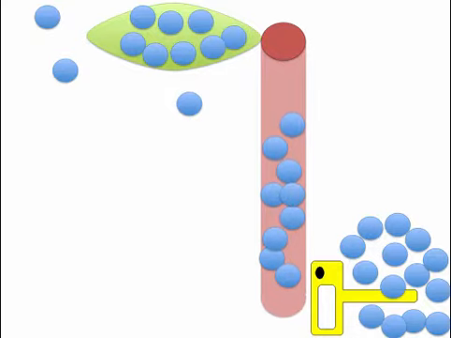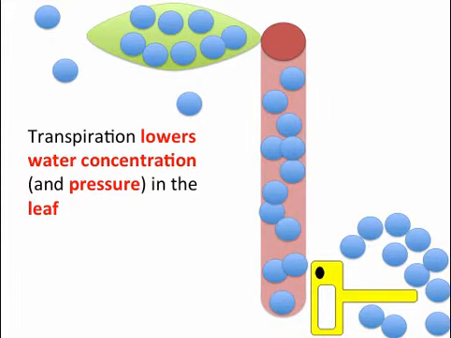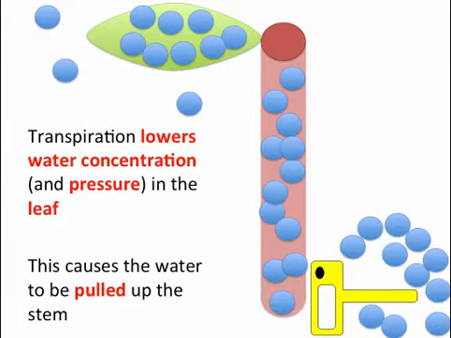This occurs like a chain reaction, and the water will continue up the xylem towards the leaf. It is pulled by the other water molecules that move themselves. Then if you go right back down to the root, you can see that the concentration of water, or the pressure of the water inside the xylem, is now lower. Therefore, water molecules move into the xylem from the soil. Transpiration will lower the water concentration or pressure in the leaf, and this means that the water will be pulled up the stem.